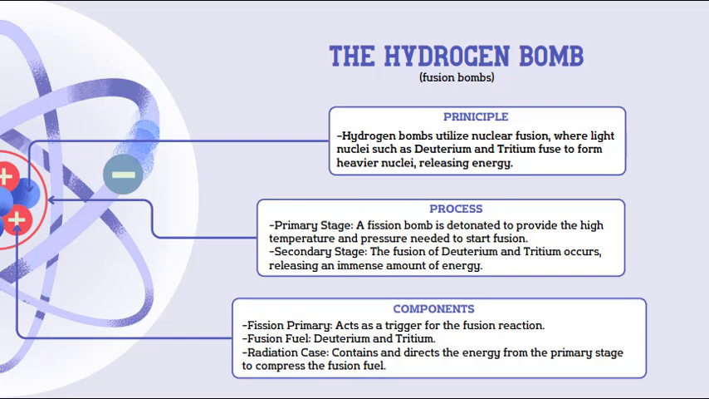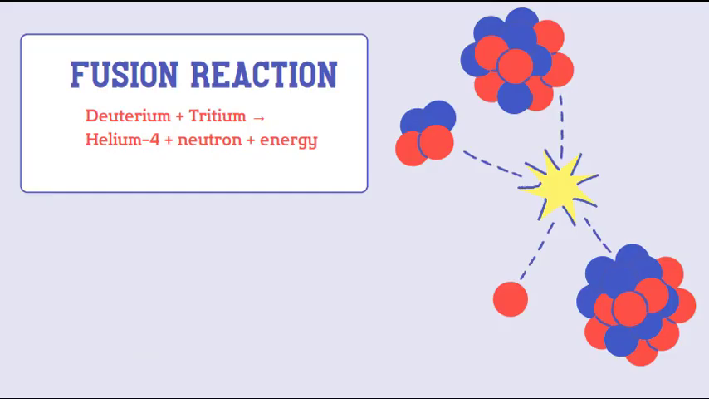Its components are the fission primary, which acts as a trigger for the fusion reaction, the fusion fuel, which are those two elements, and the radiation case. It contains and directs the energy from the primary stage to compress the fusion fuel. And here's the fusion reaction: two elements go to helium-4 plus a neutron plus energy.